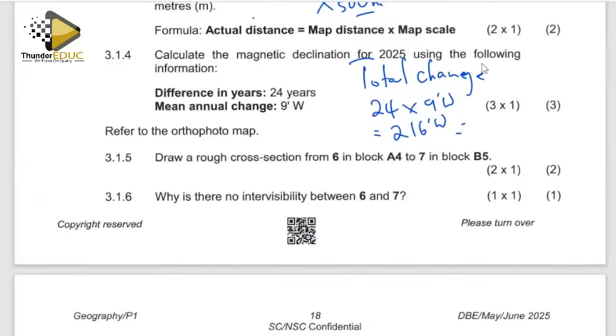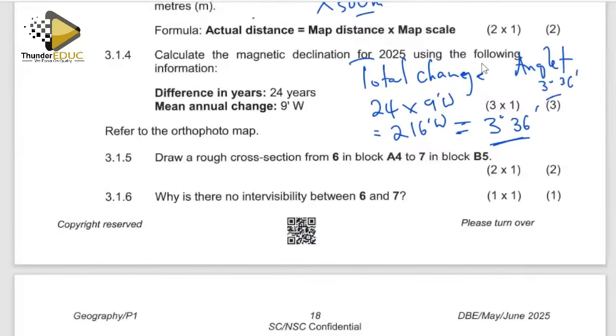Converting this to degrees and minutes, we divide by 60. 60 goes in there 3 times to give us 180, which is 3 degrees, and the remainder is 36 minutes. So this is our total change. Then you check the angle of declination and the year on the map. At the bottom of the map, you check the year and the declination angle. So for you to find the magnetic declination for 2025, you say the angle indicated on the map, plus the total change, which is 3 degrees 36 minutes.